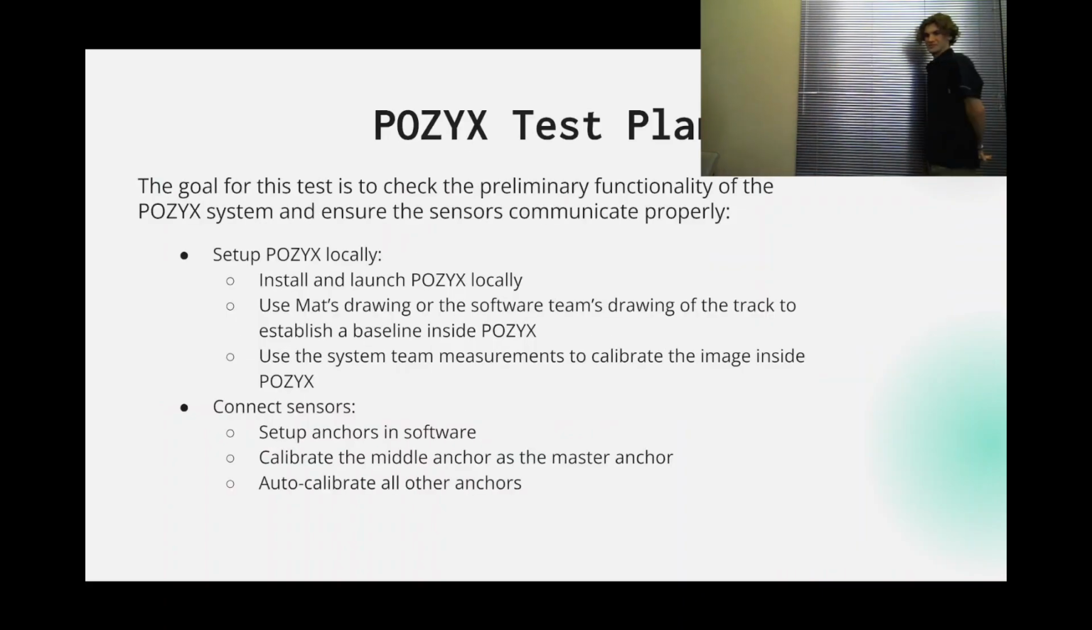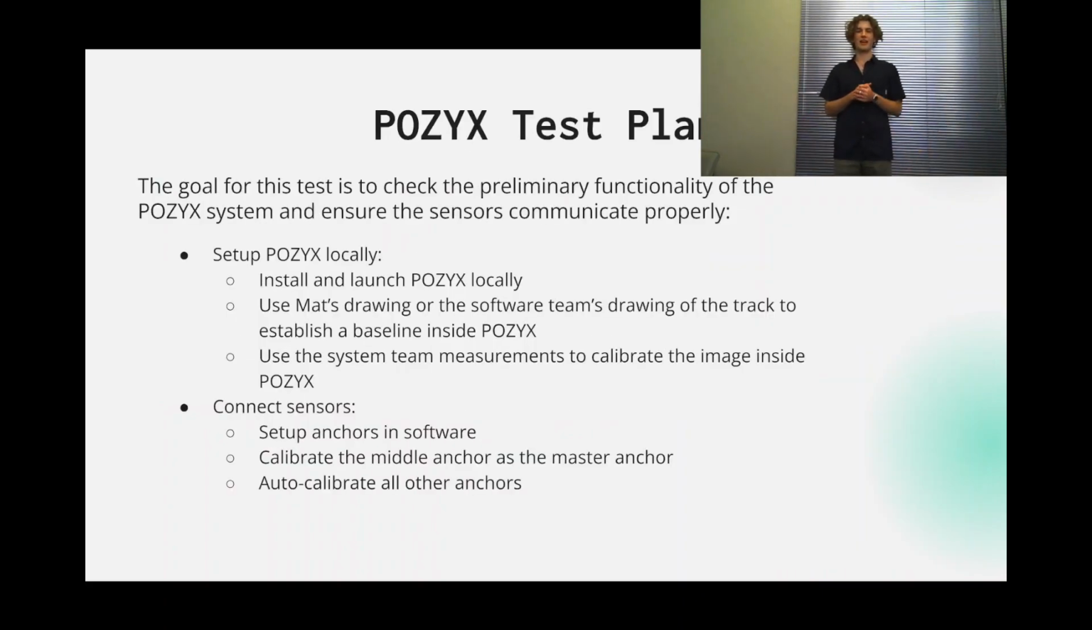So for the POSIX testing plan, the goal is to test the preliminary functionality of the POSIX system and make sure that all the sensors will communicate with POSIX. So to do so, we'll start by setting up POSIX locally, which is just installing the software and launching it. Using preferably the system team's drawing or the software team's drawing of the system team's measurements inside of POSIX, scaling those inside of POSIX. Then we can move on to connecting all the sensors, which includes the anchors. Then you can calibrate all these anchors and calibrate the master anchor just using auto calibrate.